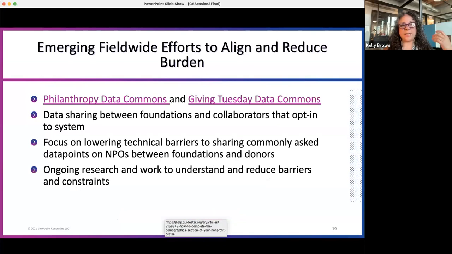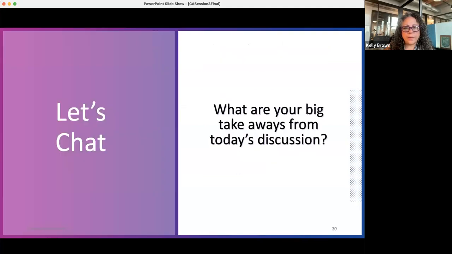There's also Philanthropy Data Commons and Giving Tuesday Data Commons, which are entities largely driven by funders that are trying to streamline the data that flows into and around foundations, again, with a mind to reduce burdens. And a lot of that is focused on sharing aggregate data and lowering technical barriers to sharing it. But again, it's early stages and a lot of research is going on to understand how impactful these tools will be. But we wanted to be sure that you were aware of them.